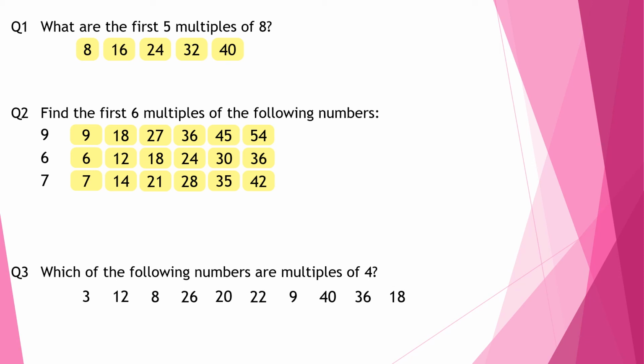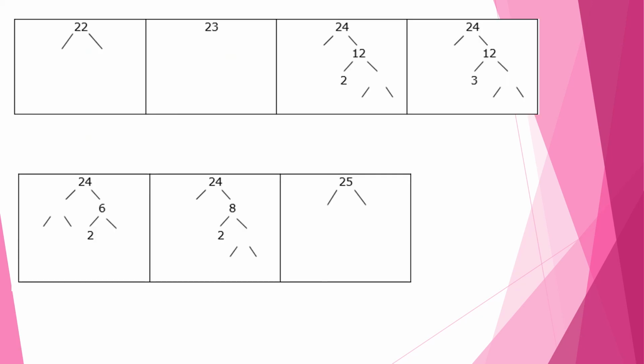Going along our list on the bottom then, 12 is in the 4 times tables, so is 8, 26 isn't but 20 is, 40 is, and 36 is. So I'd like you to pause the video here and have a go expressing these numbers as products of their prime factors.